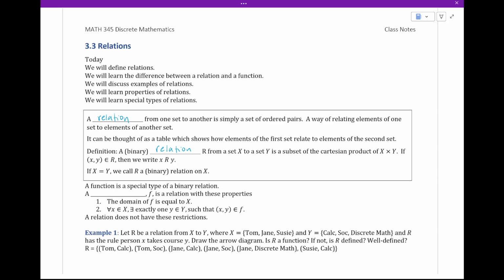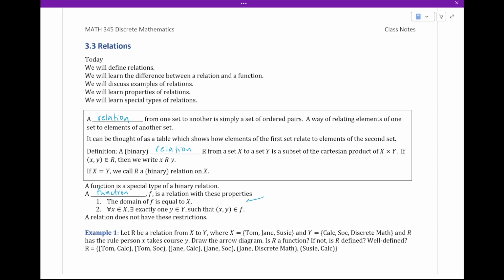A function is a special type of binary relation. We talked about functions before. A function f is a relation with these two properties. One, the domain of f is equal to X, so every element in the first set X is being used. And two, for all x in X, there exists exactly one y such that (x, y) is in f. So here we are seeing no repeats. That's what it means to be a function.